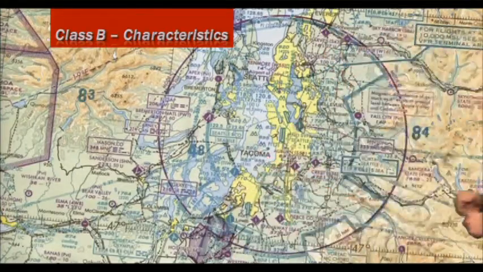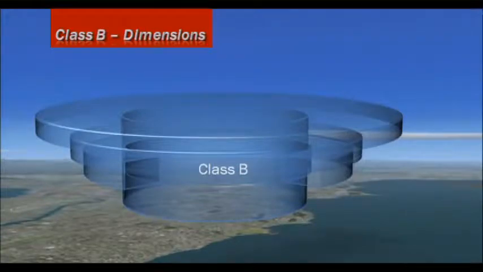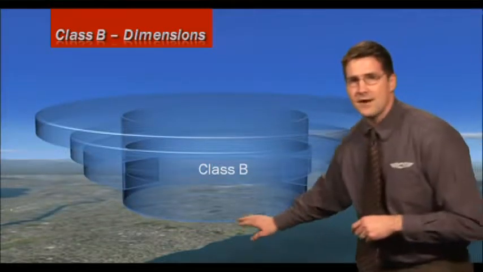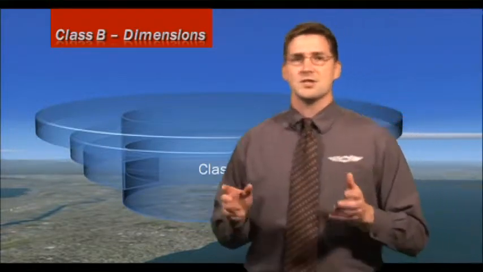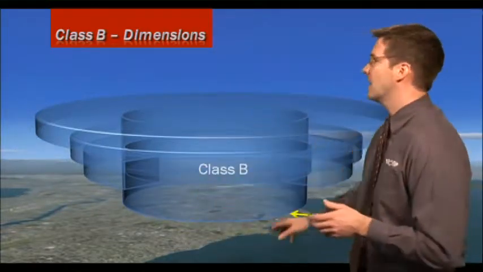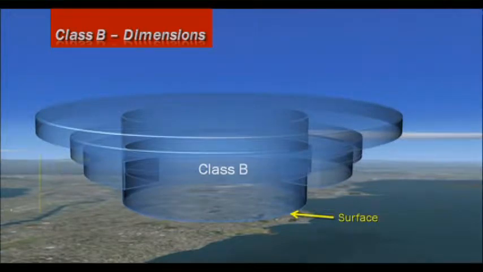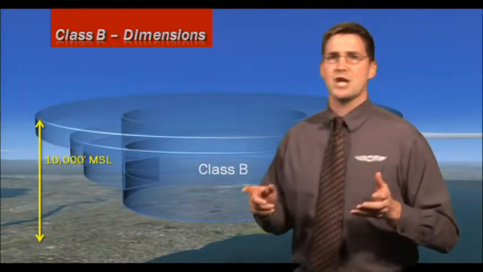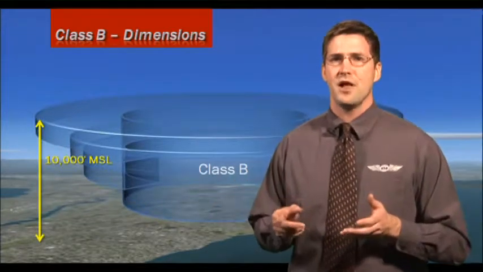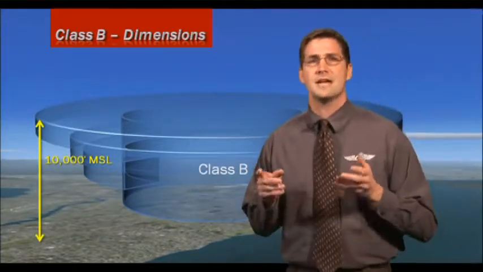Now, here's a 3D view of a typical Class B airspace. It has layers like an upside-down wedding cake. The primary airport in Class B airspace is located in the center at the bottom of the ring. You can see that right down here. The airspace starts at the surface and then often tops out at 10,000 feet MSL. But remember that each Class B area is unique, and many Class B areas have ceilings below or above 10,000 feet MSL. So check the chart for each Class B area that you fly in to make sure you know the upper limit for that airspace.